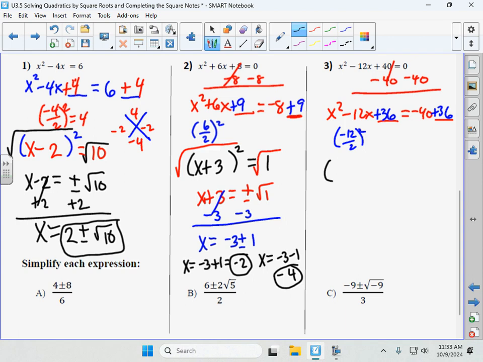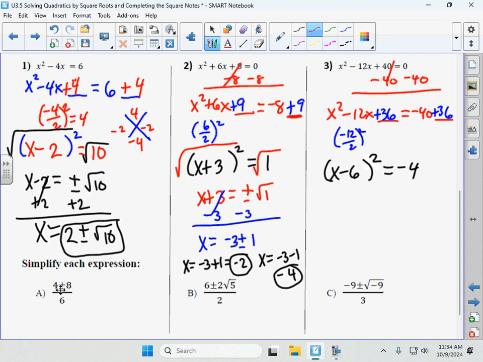So again, the left side will always factor into a binomial squared. So we need two numbers that multiply to 36 but add to negative 12. So it's negative 6 and negative 6. Or, if you recognize it, it's just half of that b term. So negative 12 divided by 2 is negative 6. So it's going to be x minus 6 squared, equals negative 40 plus 36, which is negative 4.